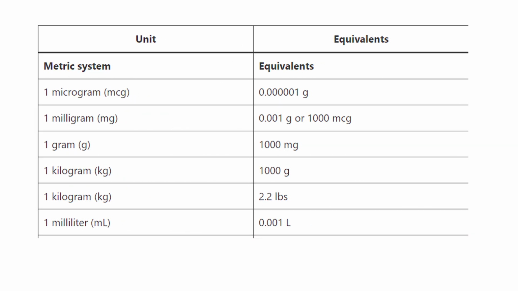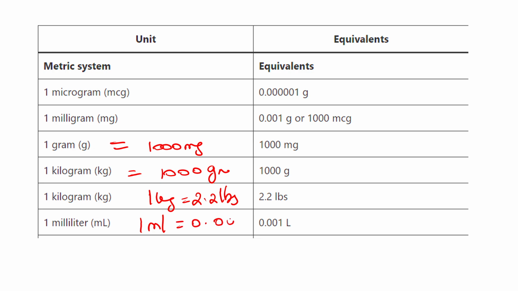Then the metric system. I have already told you the measurements like grams, kilograms, like that. For example, how do we write 1 gram? 1 gram can also be written as 1000 milligrams, or 1 gram is equal to 1000 milligrams. 1 kg, how can we write? 1 kg or 1000 grams, or 1 kg is equal to 2.2 lbs, or 1 milliliter is equal to 0.001. So this is the metric system.